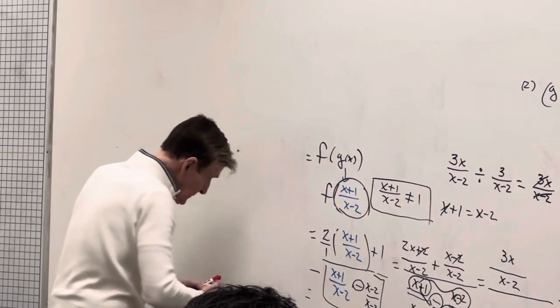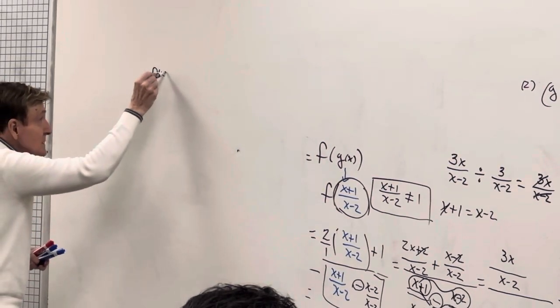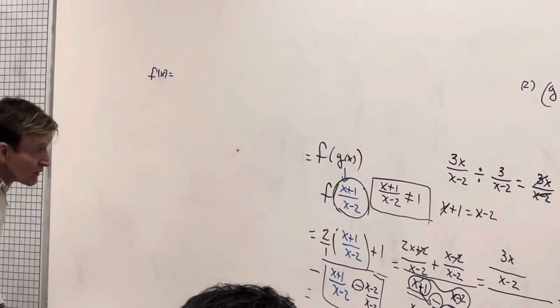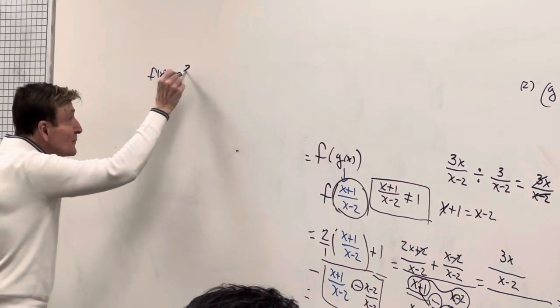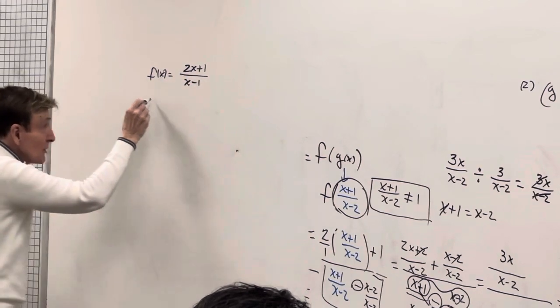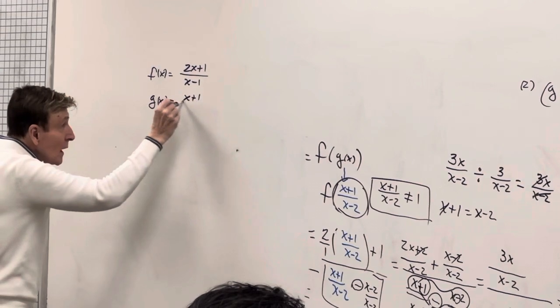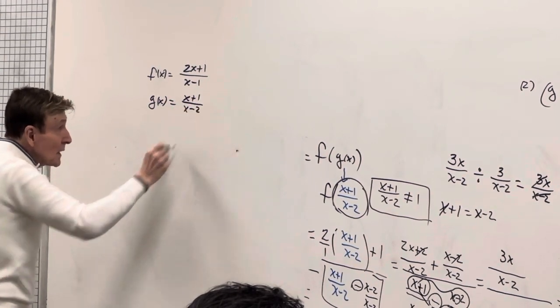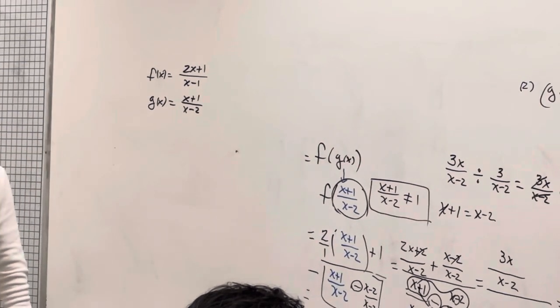I'll just mention right quickly, f of x, she gave me as, I do not want to copy this down incorrectly here. Karina, what was it, 2x plus 1 over what? x minus 1. And the g of x was? x plus 1 over x minus 2. We're saying those two functions are inverses of one another.